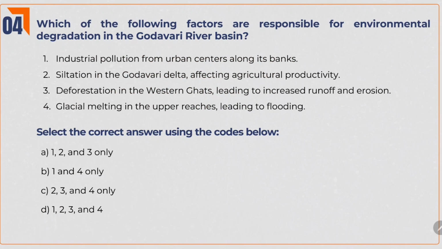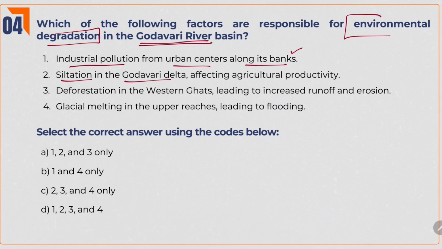Which of the following factors are responsible for environmental degradation in the Godavari river basin? Okay. Industrial pollution from urban centers along its banks. This is the common reason for pollution in any river. So it is a general statement. Siltation in the Godavari delta affecting agricultural productivity. Yes, if any river siltation happens, obviously it will degrade the environment there. So option 2 is also a general statement.